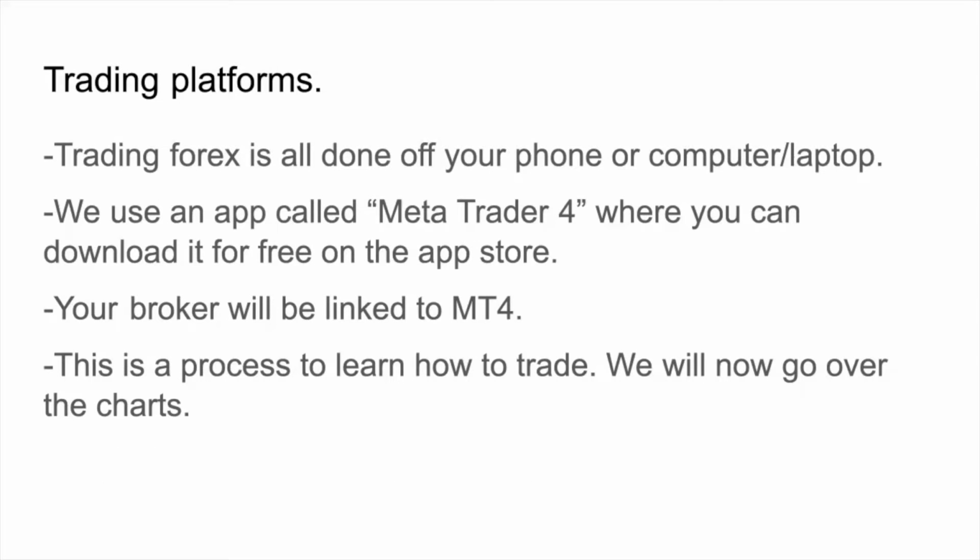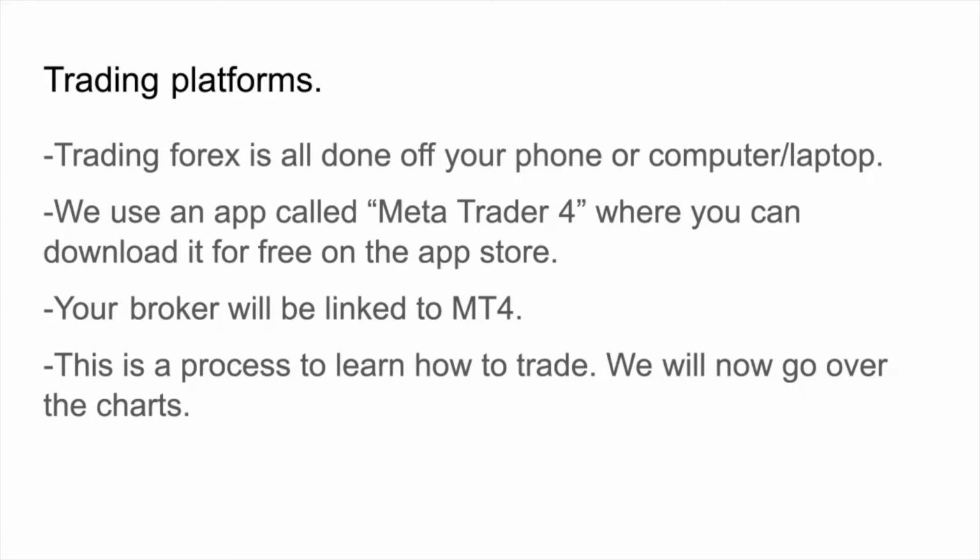So the trading platforms, this is where you're actually going to do all your trading. So trading Forex is all done off your phone or your laptop. Okay, we use an app called MetaTrader 4 where you can download it for free on the App Store. So after this video, if you guys want to take a note real quick and write down to get MetaTrader 4 on the App Store, you can download it on your phone or your computer. So then your broker is going to be linked to MetaTrader 4 like I said a second ago. So MetaTrader 4 is actually where you're going to trade, and your broker is where you're going to have your money to control.